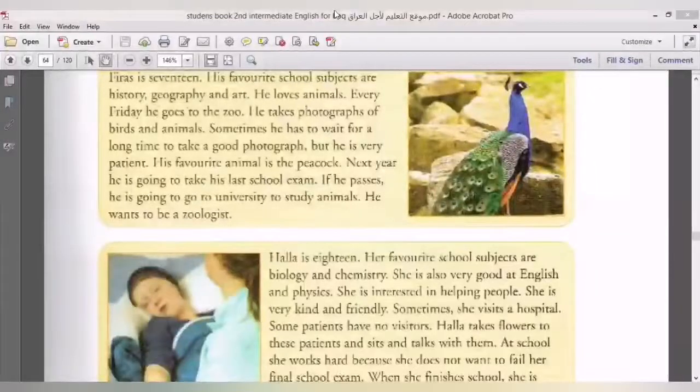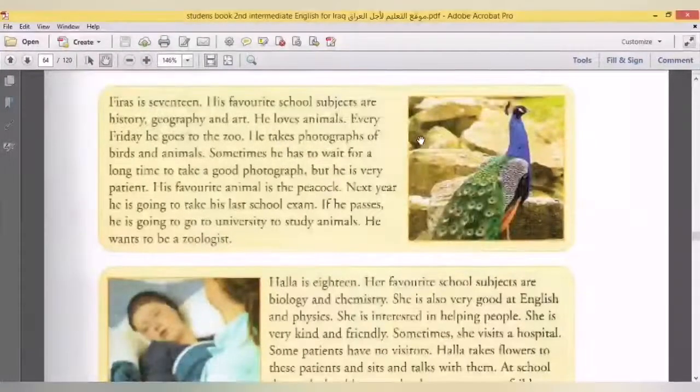So let us read. Let us read these texts quickly so we can answer these questions. Firas is 17. His favorite school subjects are history, geography, and art. He loves animals. Every Friday, he goes to the zoo. He takes photographs of birds and animals. Sometimes he has to wait for a long time to take a good photograph, but he is very patient. His favorite animal is the peacock. Next year, he is going to take his last school exam. If he passes, he is going to go to university to study animals. He wants to be a zoologist.